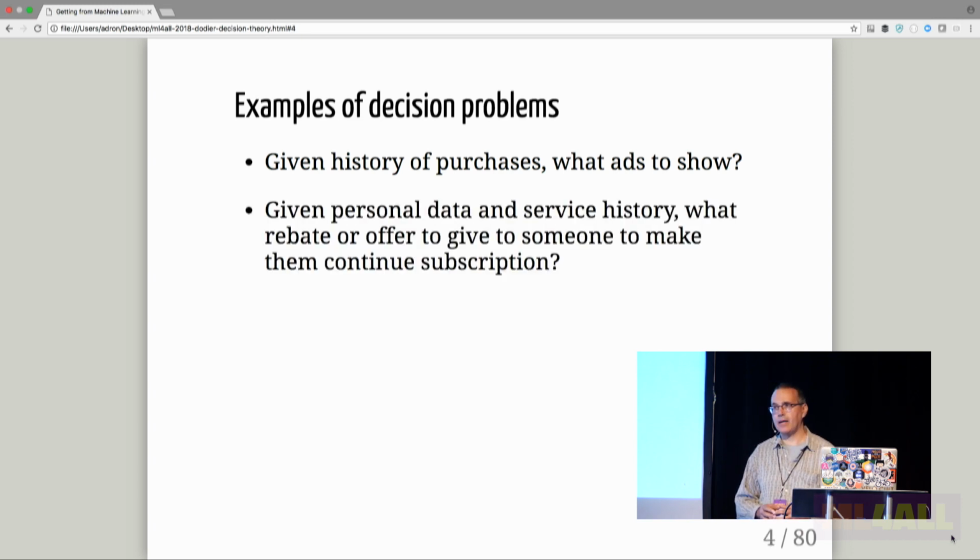Another kind of decision problem is if you knew someone's personal data and their history of a subscription to a service, then if they wanted to quit the service, how could you induce them to stay with the service? So you might give them some kind of a freebie, or you might give them a reduced rate, or some other kind of inducement to persuade them. And so you have a choice between different things that you could offer them.